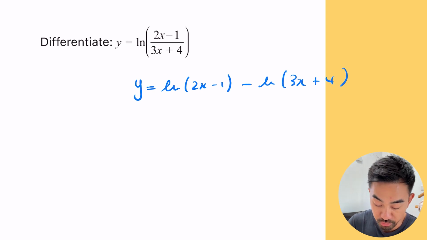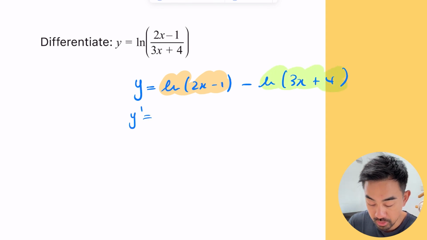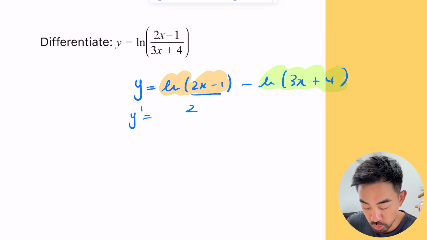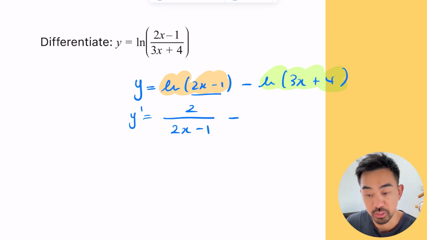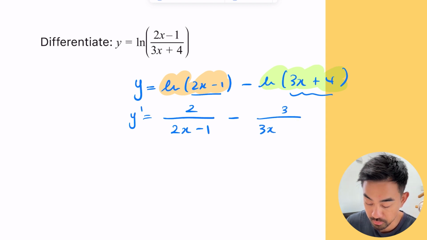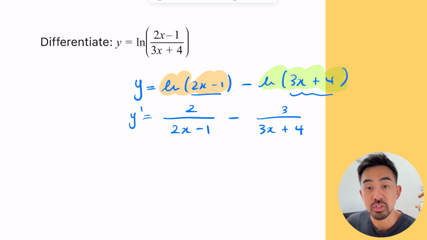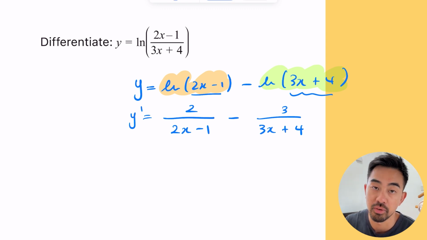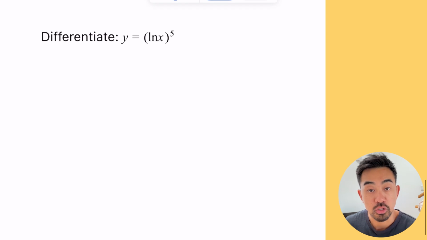Now what I can do is I can differentiate this first, and then I can differentiate this second. So here we go. Y dash will be the derivative of 2x minus 1, which is 2, over the original function, minus the derivative of 3x plus 4, which is 3, over the original function. So that is my first derivative there. Now you obviously could bring it all together and make it one fraction, but for this video, let's just leave it like that.